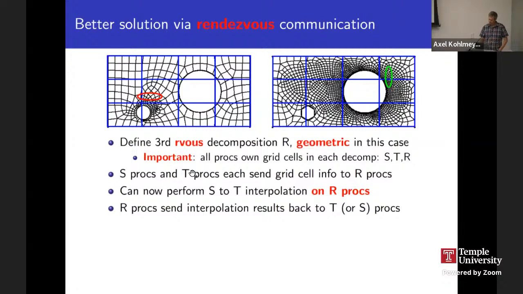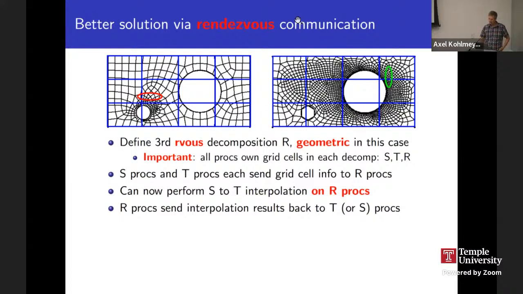So the first step would be for the S and T processors to each send their grid cell information, the geometry of their grid cell, the corner points and the values on it, to the processor in the R decomposition. If you're this little red processor here, you know for each of your grid cells which blue cell that falls in. So you can send your cells to this processor in the decomposition, and you can send some of them to this processor. I've drawn this so it overlaps 2 of the blue cells. Likewise, the green one here overlaps 2 of the cells.